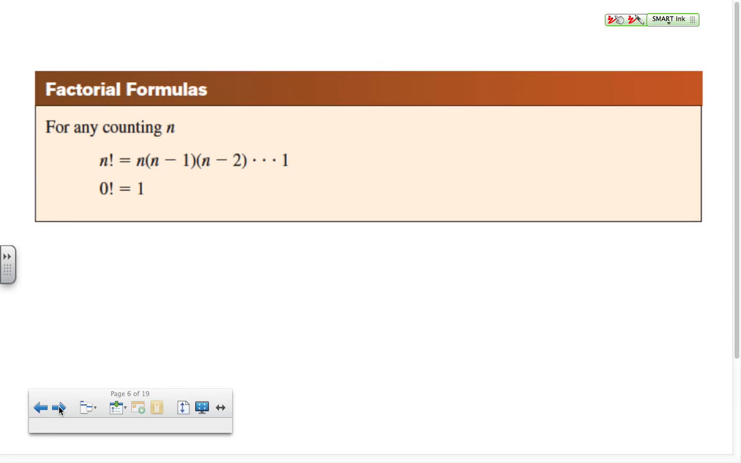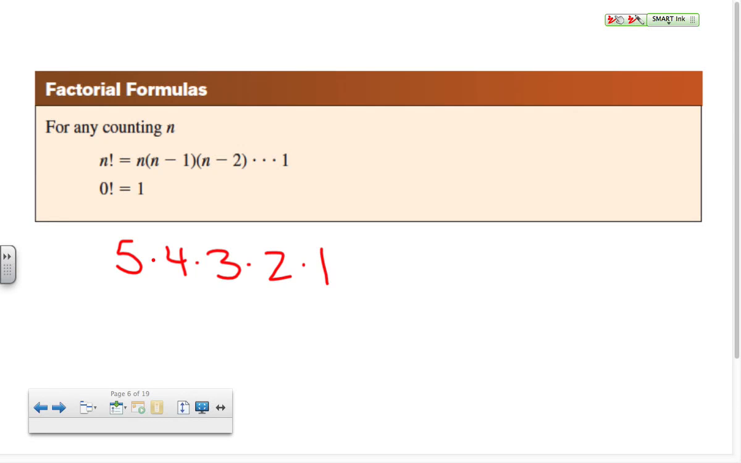If we start, we have 5 people for the first position. How many people do we have for the second position? 4, because we're talking about position. How many for the next position? 3. How many for the next one? 2. How many for the last one? 1. So that's what this rule does, it takes something and multiplies it down. 5 times 4 times 3 times 2 times 1.